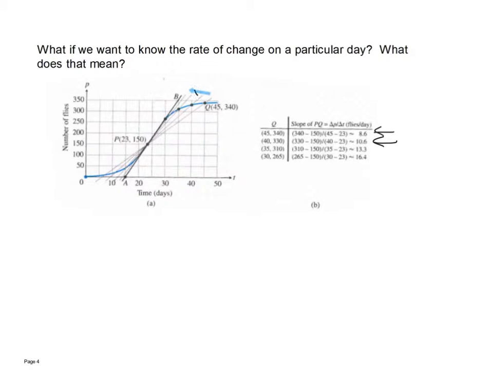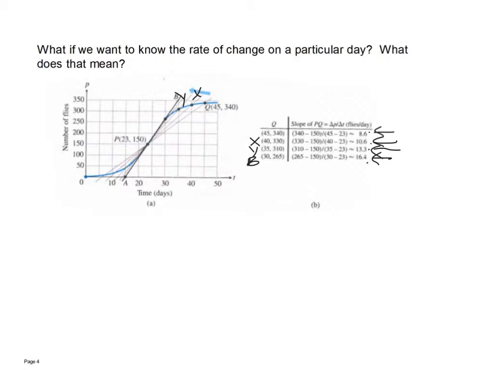We'll call that point X. Okay, so that's between P and X. What if I move it a little closer? Between P and Y, well, there's that slope. Look at how it's changing: 8.6, 10.6, 13.3, and then what if I go to B, which is already marked on our picture, and now it's 16.4.